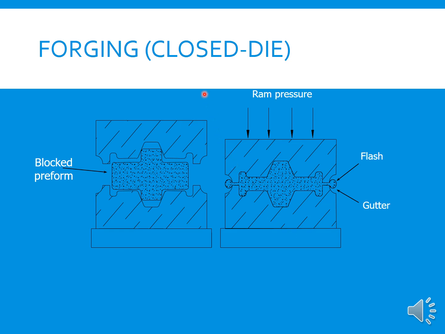We have another process, forging, with a closed die. You put the preform in the die block, and then we press using the mold. Okay, you press the mold.